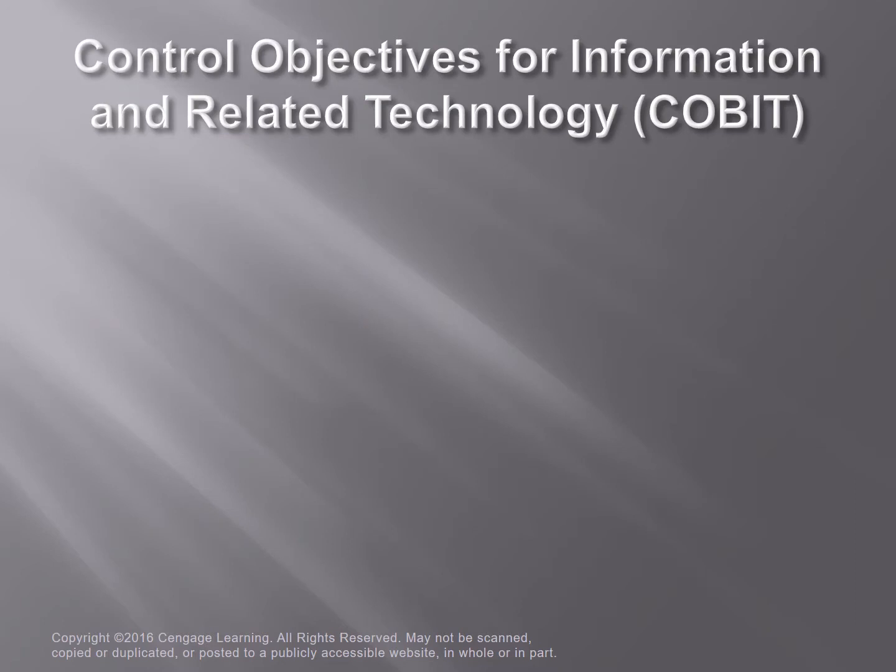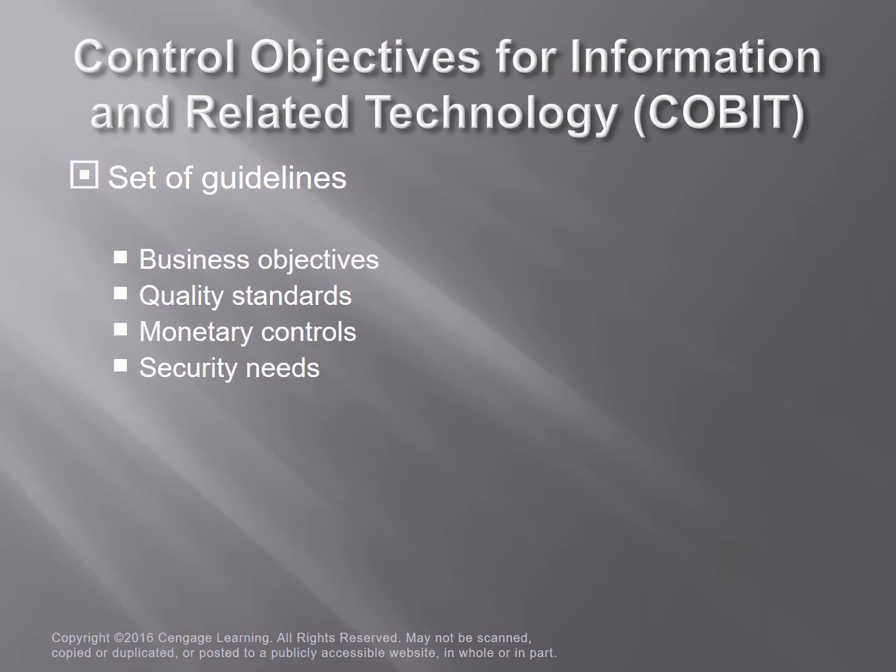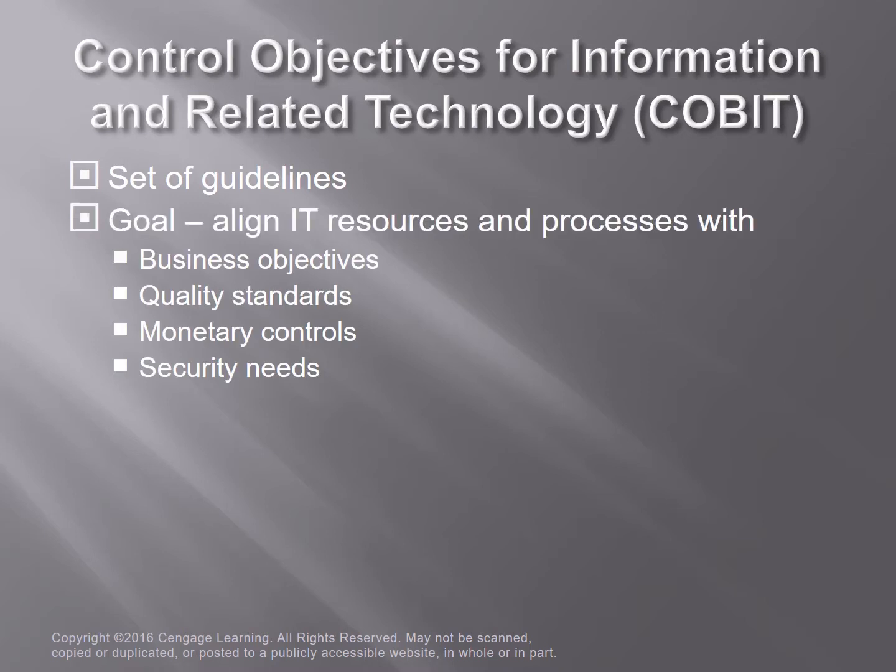Now we move to Control Objectives for Information and Related Technology, or the COBIT framework. This is also a set of guidelines. The goal of COBIT is to make sure you align your IT resources with your business objectives, we know that, with the quality standards that your business expects, within the concept of a monetary control system, and while meeting the security needs of the organization.